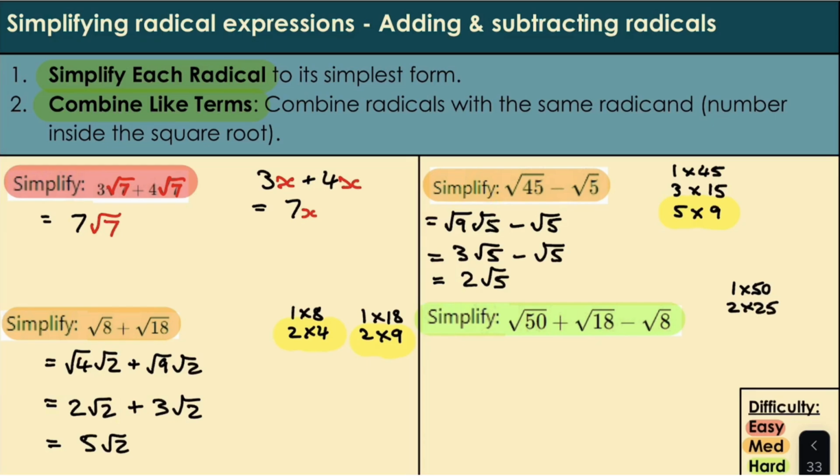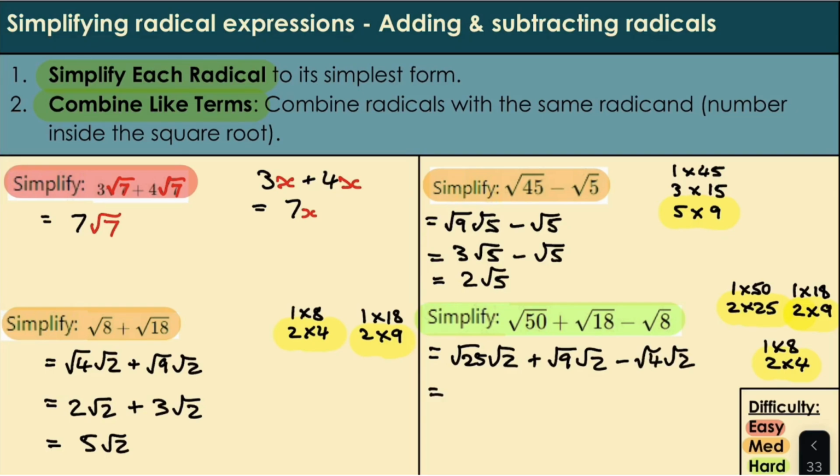So my last question, root 50, let's look at our factor pairs. Any square numbers? Yes, we see our 25. So let's break it up. Secondly, root 18. So factor pairs for 18. Any square numbers? Yes, we see the 9. So we're going to have root 9, root 2. And our last radical, root 8. So factor pairs. Aha, we see our square number again. We see the 4. So we can write.